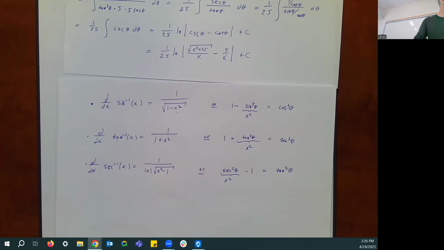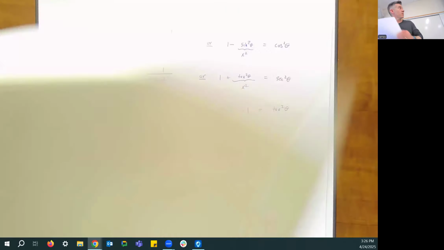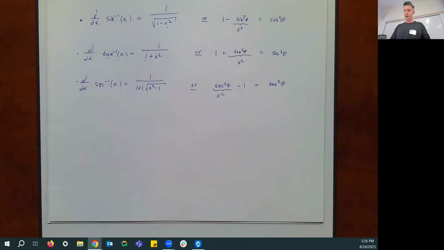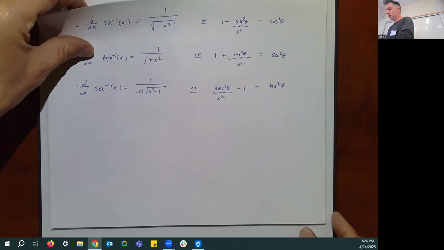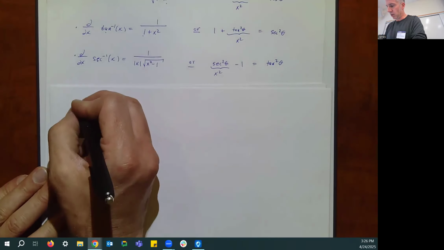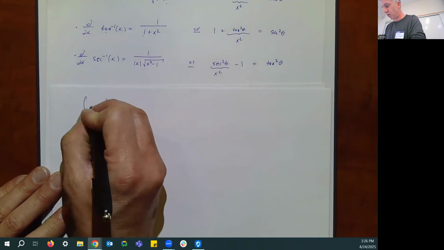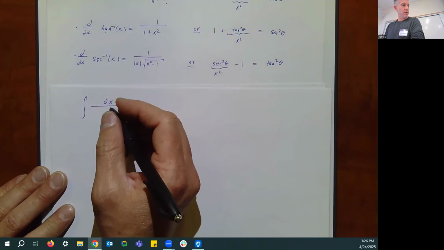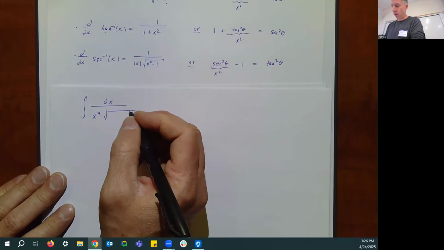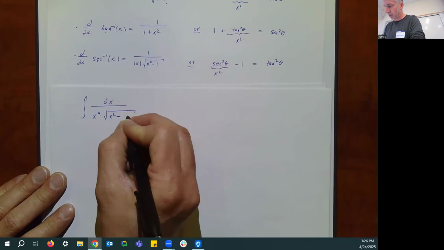So, yeah. For example, let's say we were faced with this next problem. The integral of dx over, sure, that looks gnarly, x to the fourth times the square root of x squared minus 9.